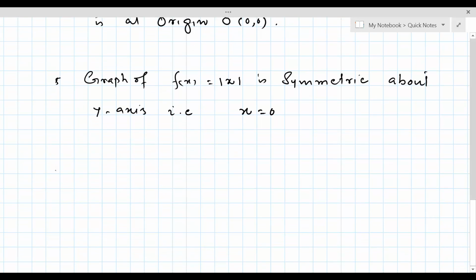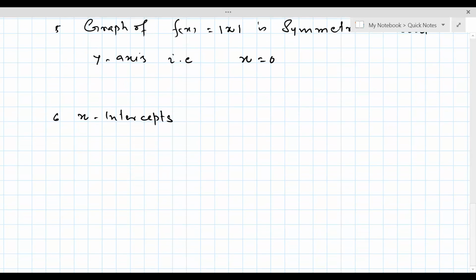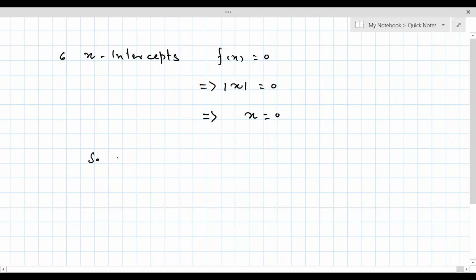And number 6, the x-intercept, the point where this graph intersects the x-axis, is only at the origin. You can get x-intercepts by placing f of x equal to 0. This means mod of x is equal to 0. And we have studied in absolute value of a number that mod of x is equal to 0 only when x is equal to 0. So 0 is the only x-intercept.